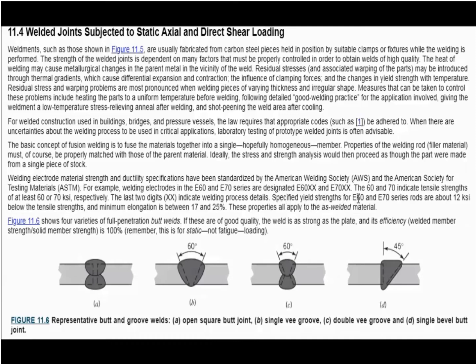Specified yield strength for E60 and E70 series. So now we're looking at yield strength. So this is what we need to actually come up with, are about 12 KSI below the tensile strengths. So we want to subtract 12 KSI from our 70 KSI of the tensile strength for our E70 series.